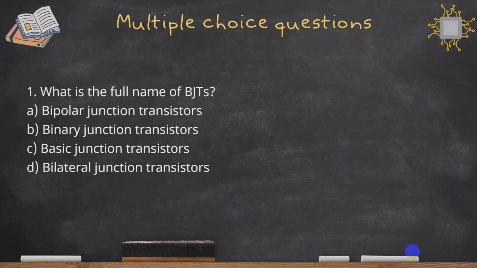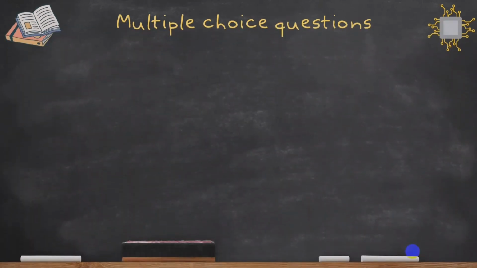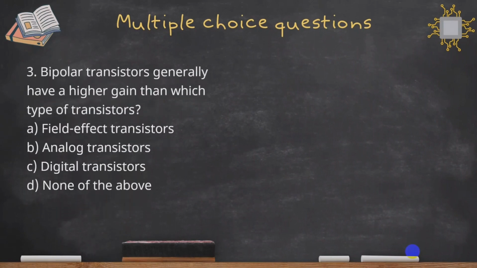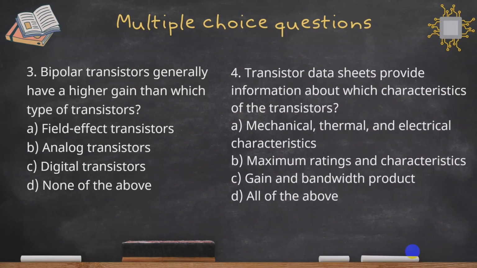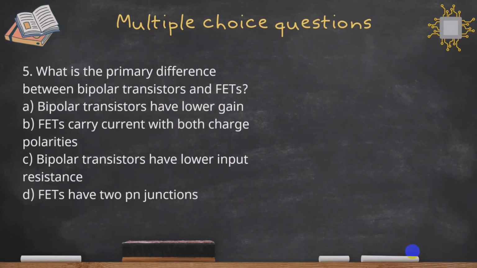Question 1. What is the full name of BJTs? Question 2. Bipolar transistors carry current by which types of charge carriers? Question 3. Bipolar transistors generally have a higher gain than which type of transistors? Question 4. Transistor data sheets provide information about which characteristics of the transistors? Question 5. What is the primary difference between bipolar transistors and FETs?